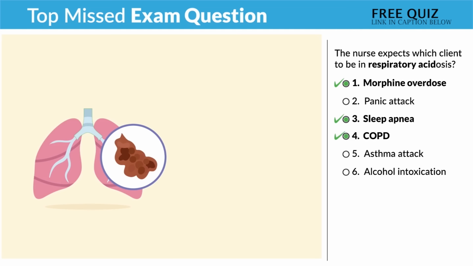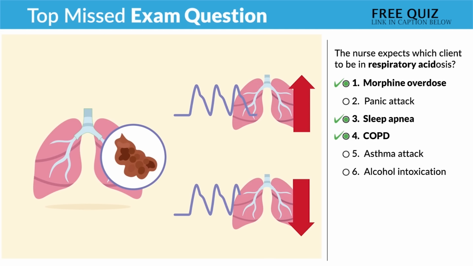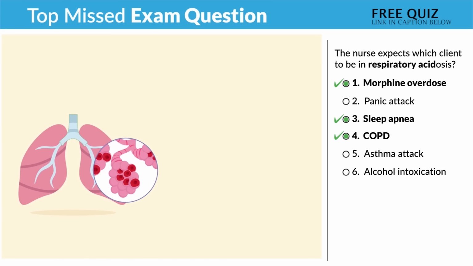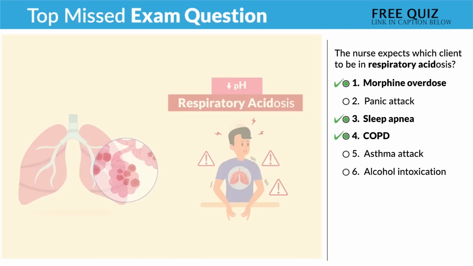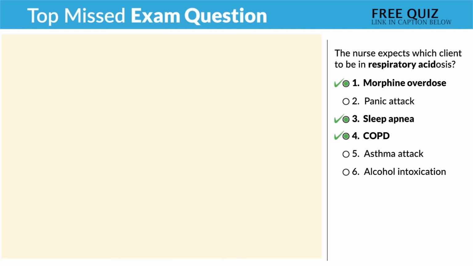And option 4, this one's tricky here. COPD is correct. Because do we have slow or fast breathing? So just think about it here. We actually have decreased gas exchange from chronic obstruction. So CO2 is actually retained, putting us into acidosis. So that's correct.